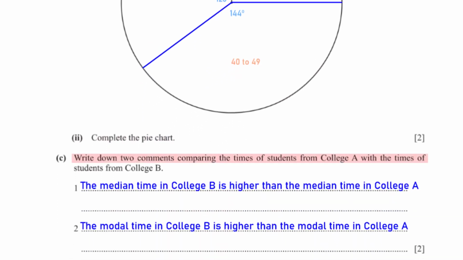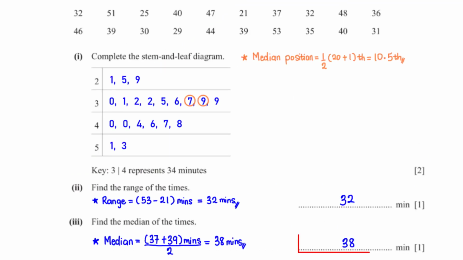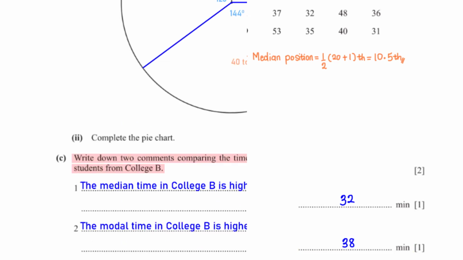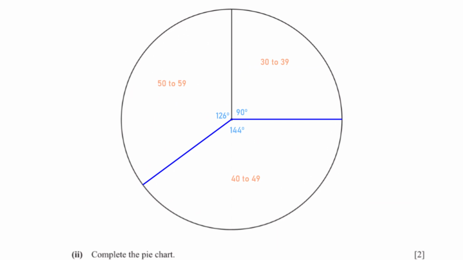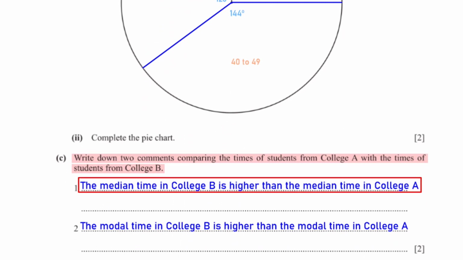Write down 2 comments comparing the times of students from College A with the times of students from College B. In part AIII, we got the median time for College A to be 38 minutes. By measuring 180 degrees from the top of the pie chart, we get the median for College B to be in the range 40 to 49 minutes. So we can say that the median time in College B is higher than the median time in College A.